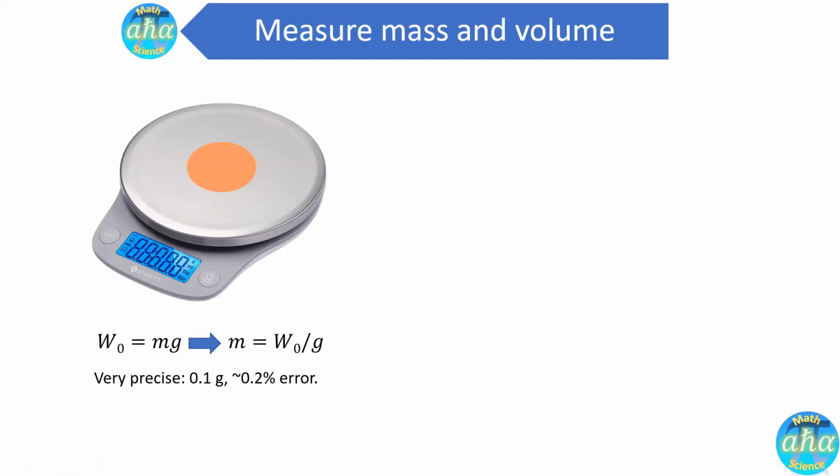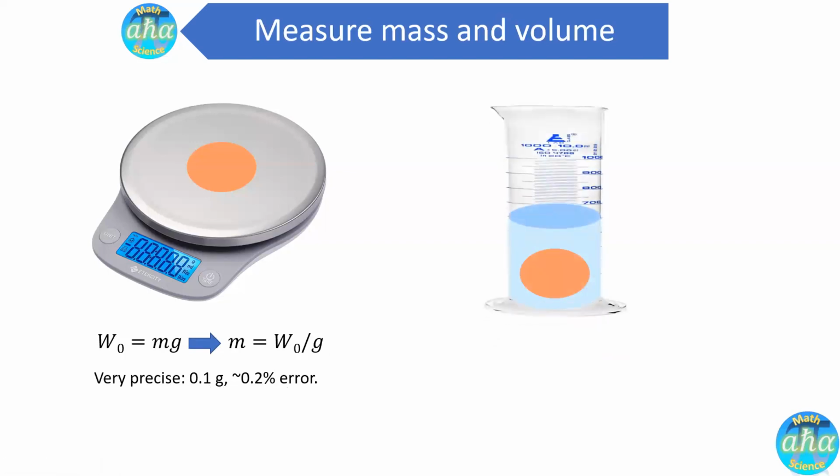Even for a scale used for kitchen use, one can get a precise measure of about 0.1 grams as its uncertainty. So for an egg, which usually has a mass of about 50 grams, that's equivalent to 0.2% uncertainty.